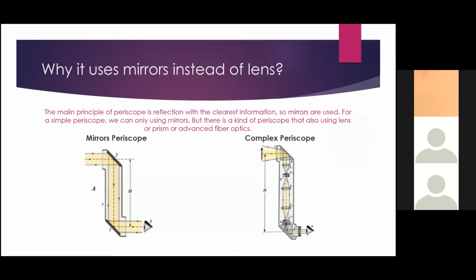On the left-hand side, we can see a mirror periscope. You see that the mirror just reflects the light from one source to our eyes. And on the right-hand side, it is a complex periscope. This complex periscope can utilize lenses and mirrors to reflect the light. In this example, there are some lenses used, so it can focus more light than the other periscope.